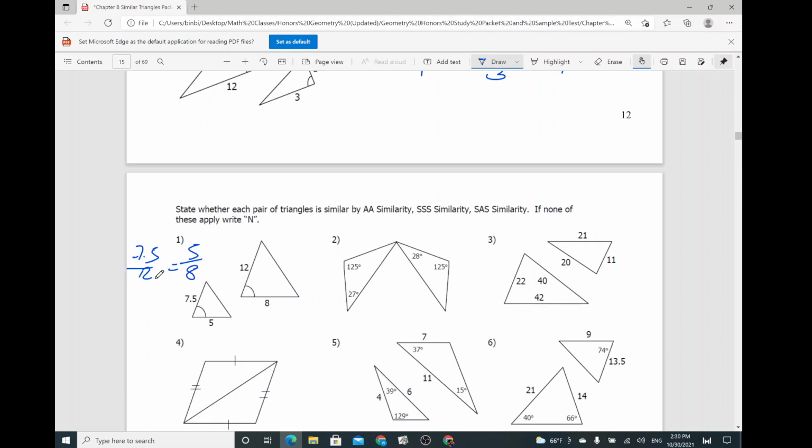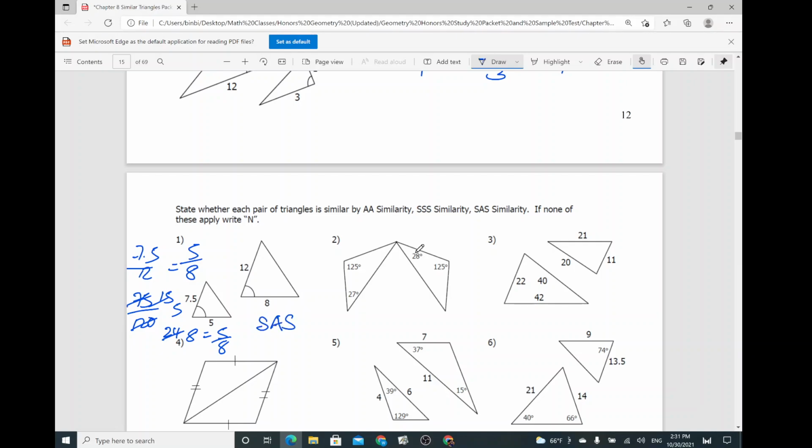So 7.5 over 12 is like 75 over 120. And then reduce, divided by 5, top and the bottom. So this one will get 15, and this one divided by 5, we'll get 24. So 15 over 24 divided by 3, we got 5, and this one we got 8, so 5 over 8. It's the same ratio, so common ratio, 5 over 8, with the included angle, so yes. So these triangles are similar by using SAS, side-angle-side.